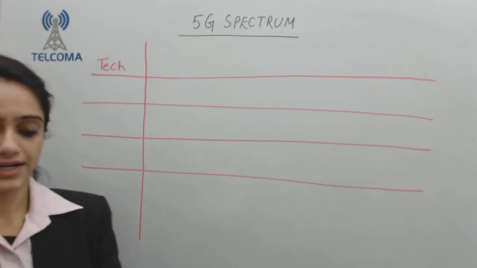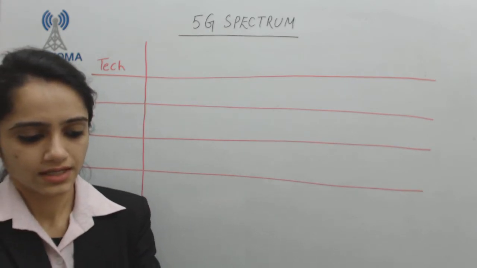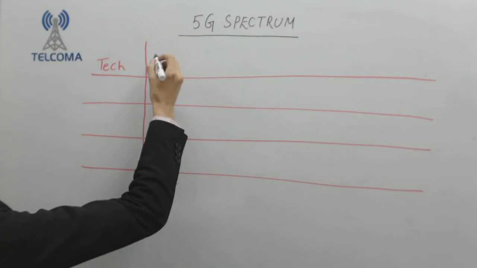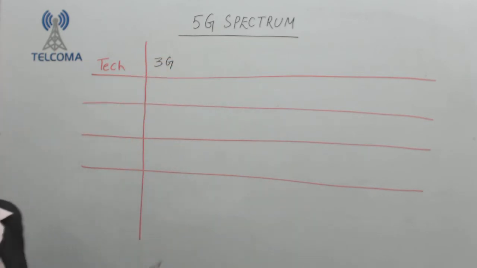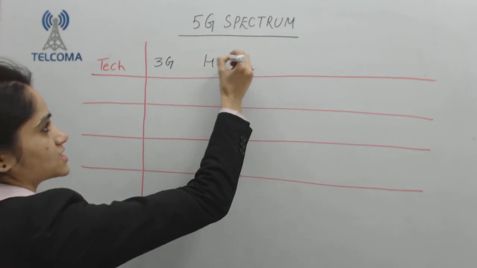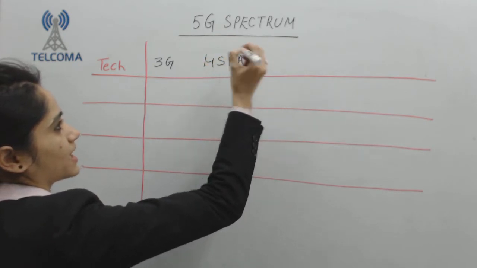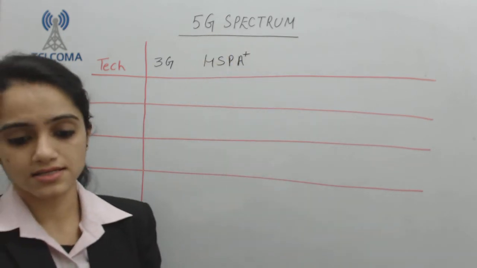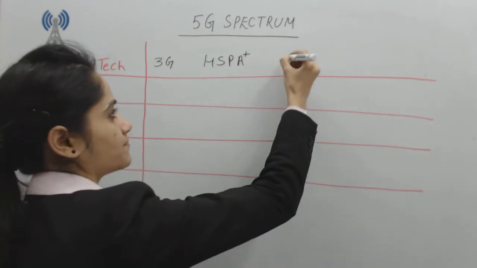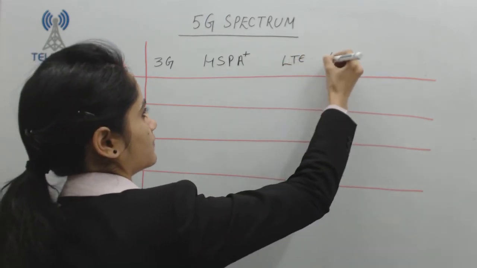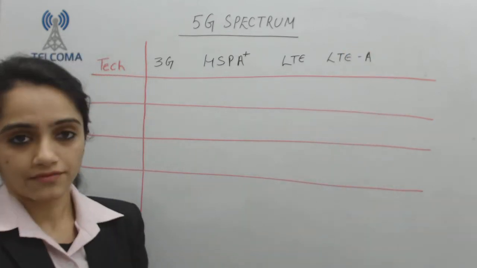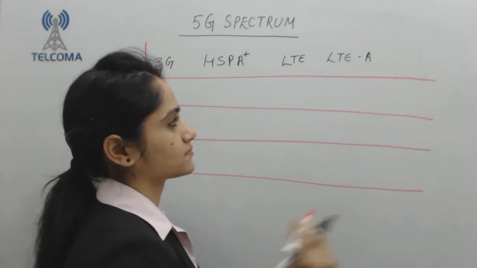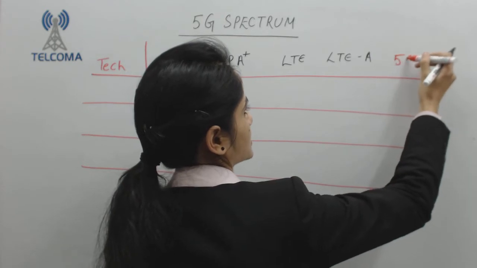So we have technology, and we will start from 3G as the third generation. After that we have HSPA+, High Speed Packet Access Plus. We have LTE, then we have LTE Advanced, and after that we have 5G.